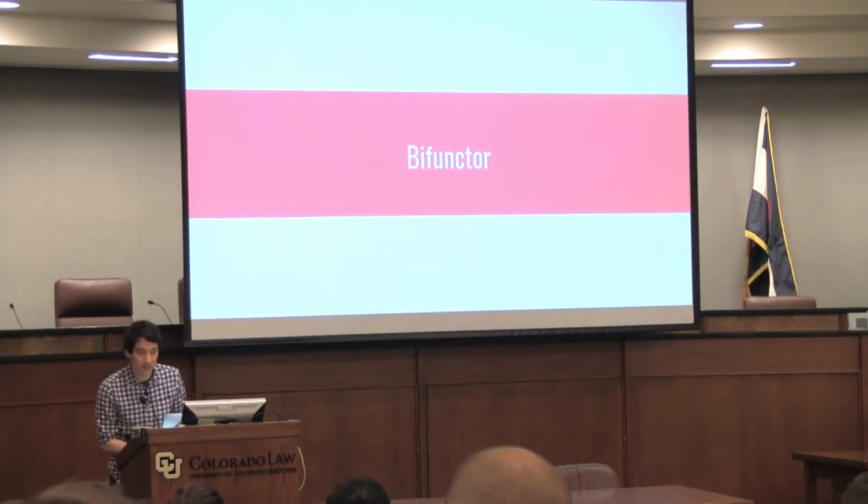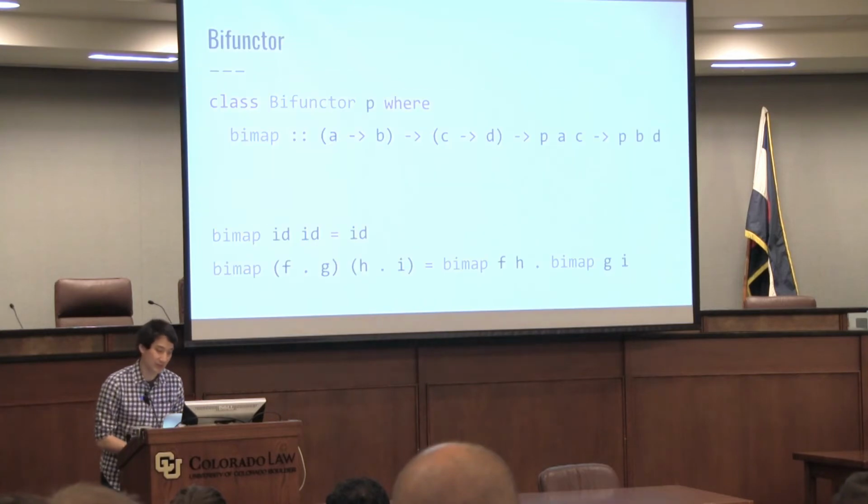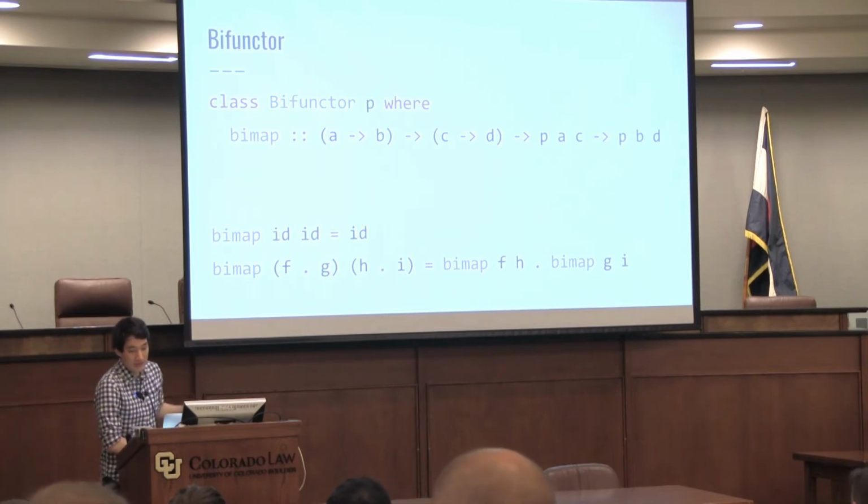Okay, so let's talk about Bifunctor, which is a kind of trivial extension of Functor to have two type parameters instead of one. So Bifunctor has a function called bimap, which is a lot like fmap, except that it takes two mapping functions. It takes a function from A to B and a function from C to D. And so P here is a bifunctor, so P of A C is what you're starting with, and then what you end up with is a P of B and D.